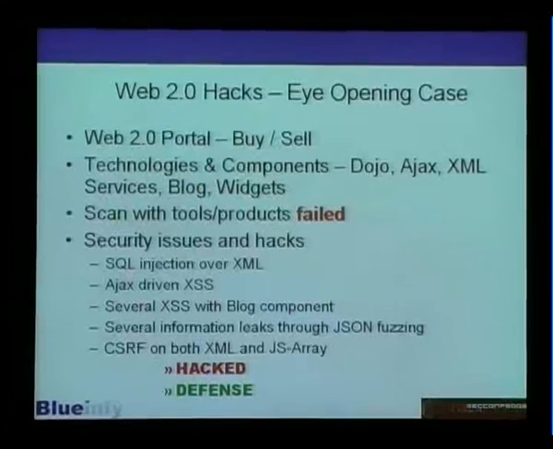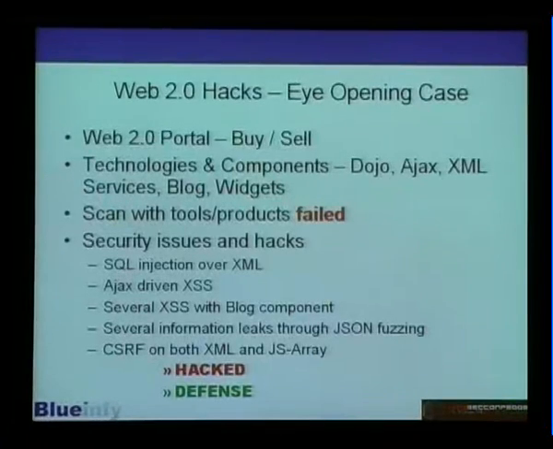Before I start, in the last 1 year or 1.5 years, we are seeing a lot of applications migrating towards Web 2.0, using different components of Web 2.0. This is one of the recent assessments which we did with a Web 2.0 portal, a typical e-commerce application for buying and selling goods over the internet. The technologies are Dojo, Ajax, XML, services, blog, widgets, all these different components of Web 2.0 as part of these applications.